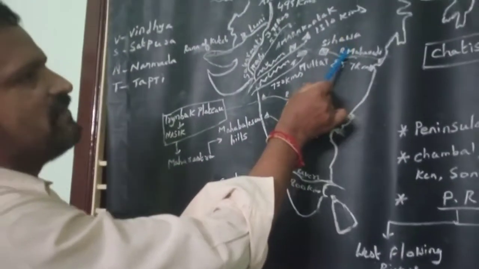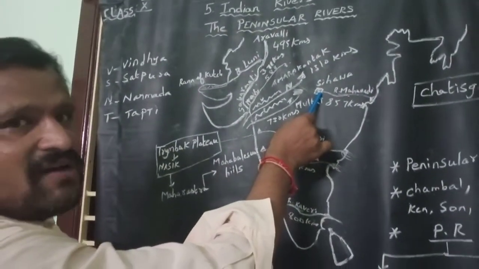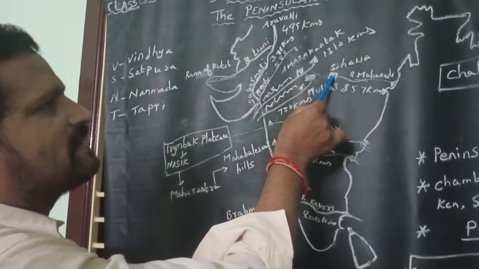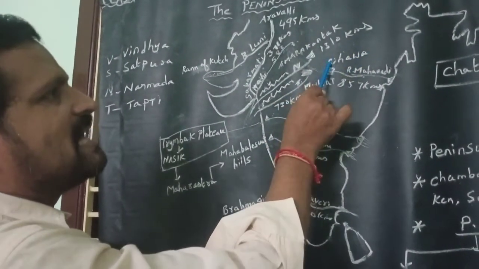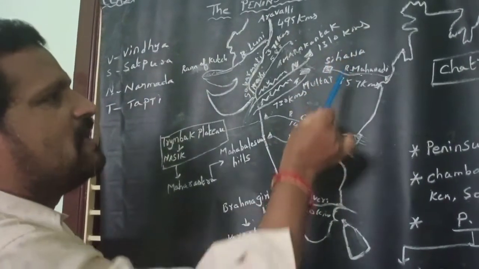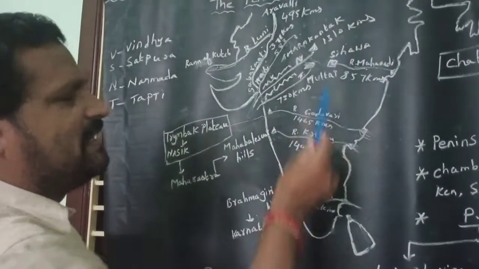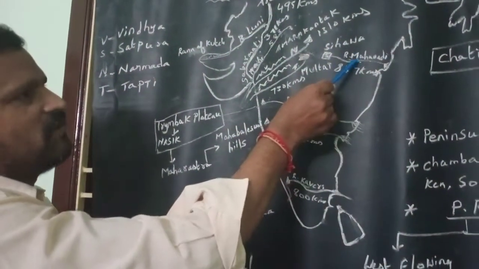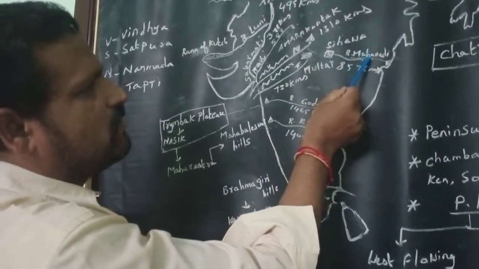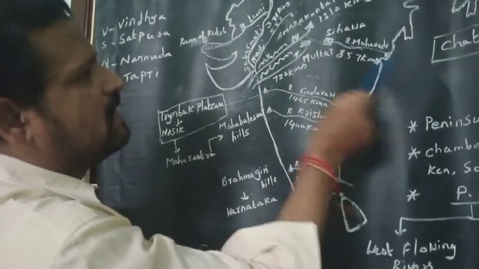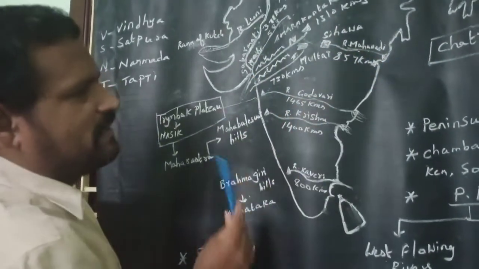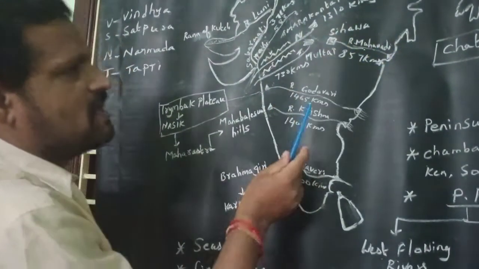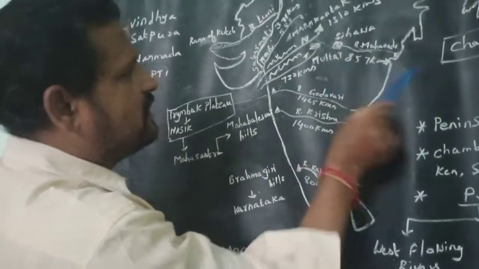Now Mahanadi. River Mahanadi rises, originates, takes birth at Sihawa mountain, spelled S-I-H-A-W-A, in Chhattisgarh. This Mahanadi river flows through Chhattisgarh state and Odisha state, and reaches the Bay of Bengal. The length of the river Mahanadi is approximately 857 kilometers.